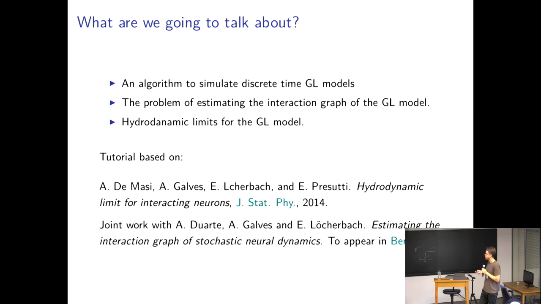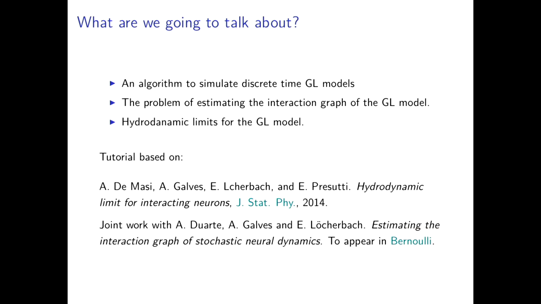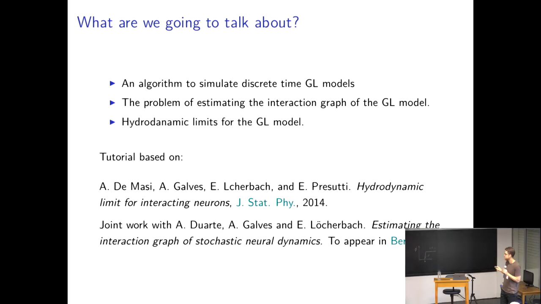And then, once we know that, I want to present a problem of estimating the interaction graph of interacting neurons. For us, the stochastic model will be the GL model. After that, if time permits, I will try to explain very shortly some results related to hydrodynamic limits, which others call mean field limits, okay?